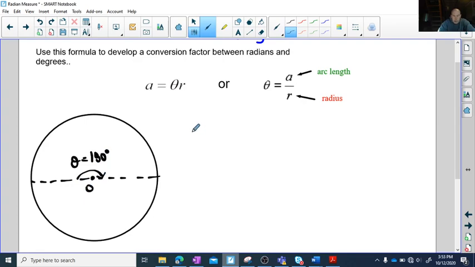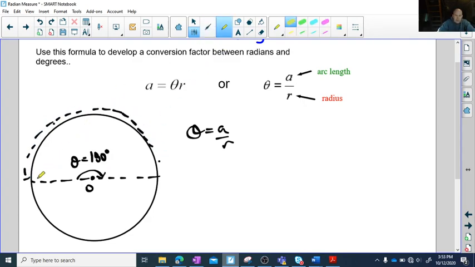Well, let's go back to this formula, theta equals A over R. This works in radians. Well, if I do a calculation of this angle right here, which I know is 180 degrees, but I'm going to calculate it using this formula, the formula would be the arc. This is your arc on the outside here. Actually, I'll use my highlighter maybe. So this is my arc on the outside. Now my radius is just this value here.